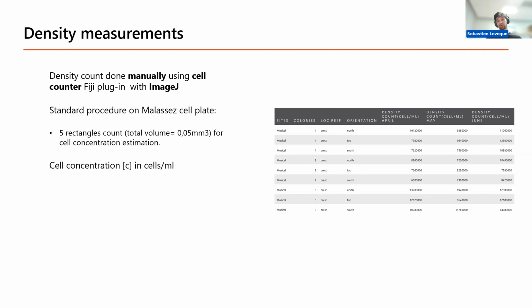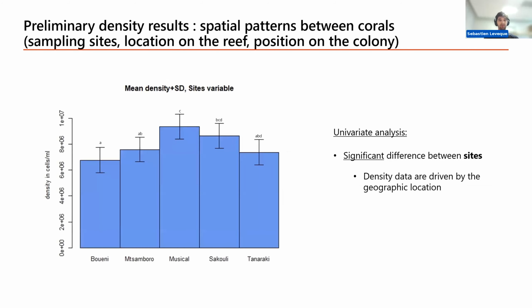And we then compiled them into one raw dataset with different parameters, which were the site, the number of the colony, the location on the reef, and also the orientation against the sun. And then we displayed them by months for April, May, and June. So using that dataset, we moved on to the proper work from these datasets, where the first result would display much more of the spatial pattern aspects.